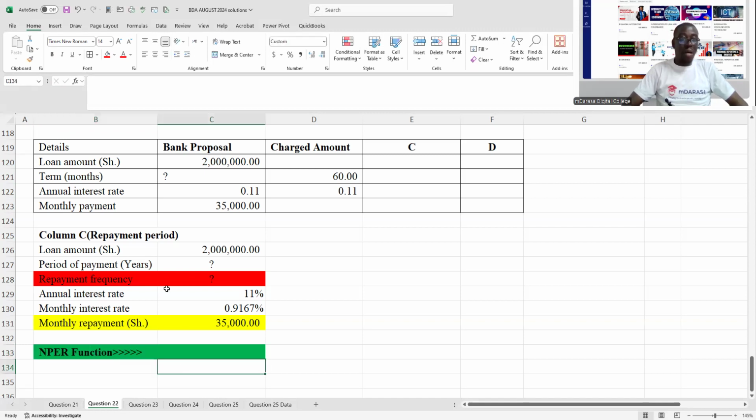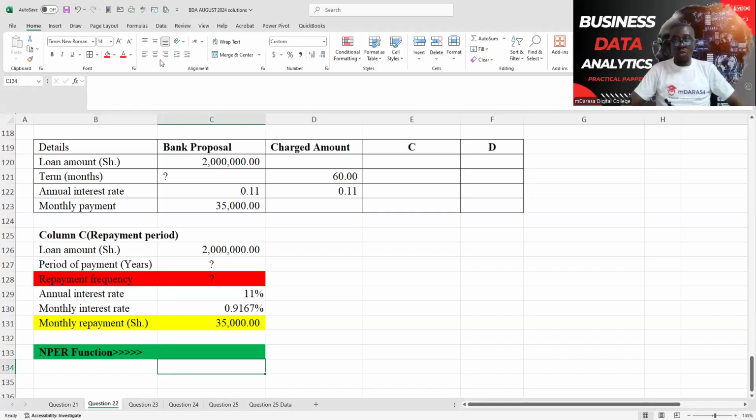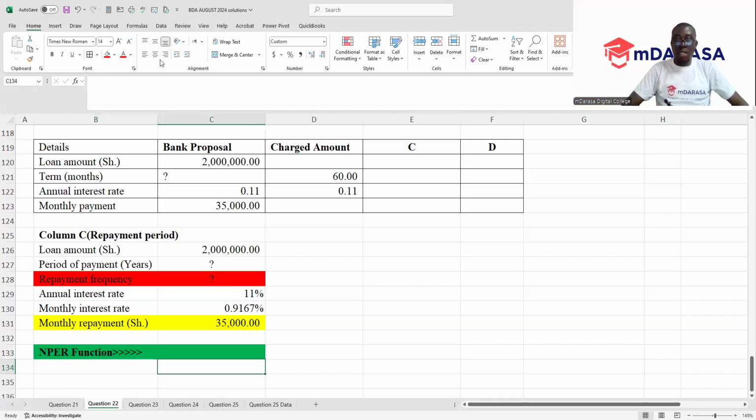NPER function, number of period function. It's very important for us to recall that function, number of period function. So looking at the number of period function, I want you guys to see the magic that we'll be having at this point. So this will be easy.